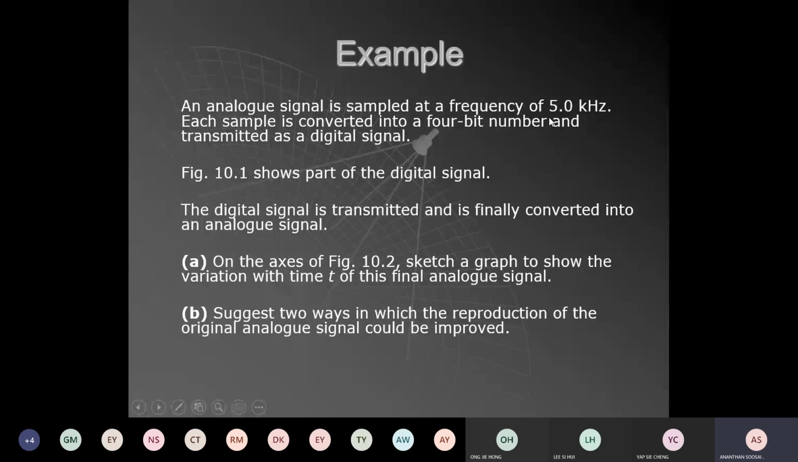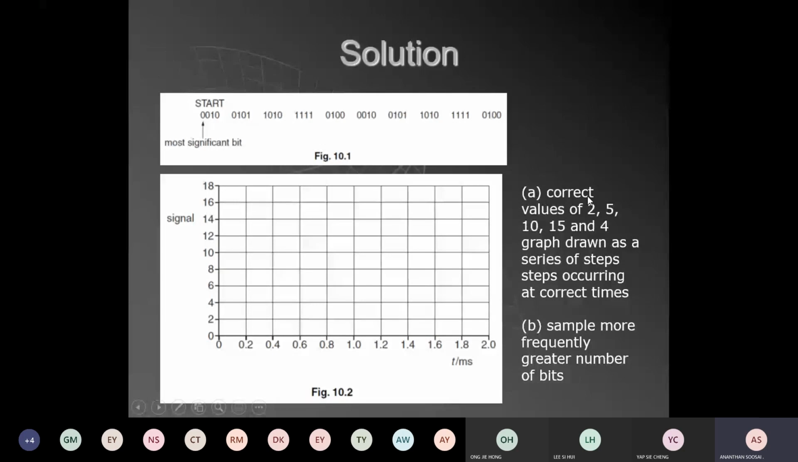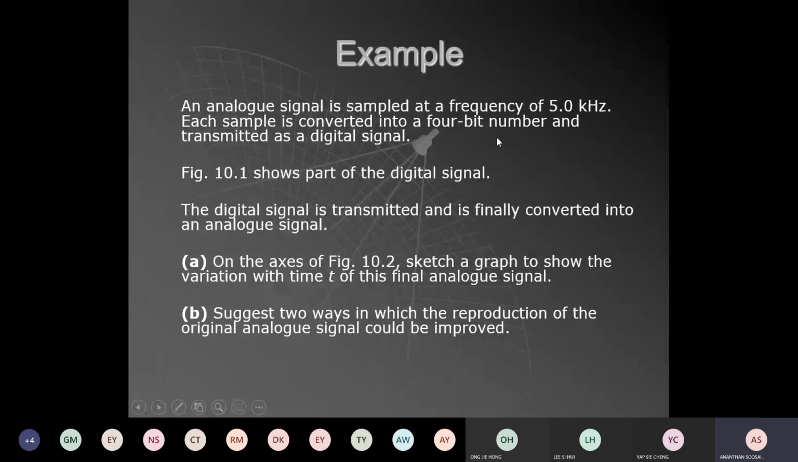An analog signal is sampled at a frequency of 5 kilohertz. Each sample is converted into a 4-bit number, 16 energy levels, and transmitted as a digital signal. Figure 10.1 shows part of the digital signal. This is the binary code given, 4-bit. The sampling frequency is 5 kilohertz.